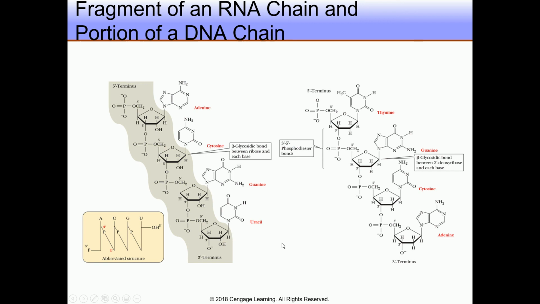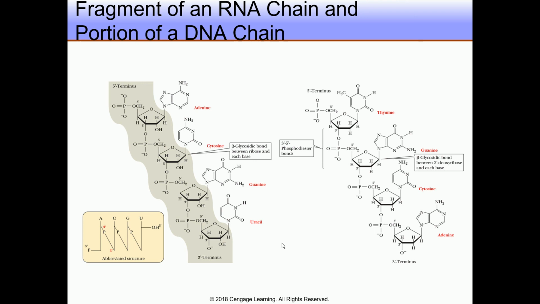There are three important differences between DNA and RNA. Number one, DNA is double-stranded. DNA has two strands, RNA is single-stranded. In DNA, the sugar is deoxyribose sugar, and in RNA, the sugar is ribose sugar. Mostly thymine is present in DNA, and RNA has uracil instead of thymine. These are the three main differences between DNA and RNA.